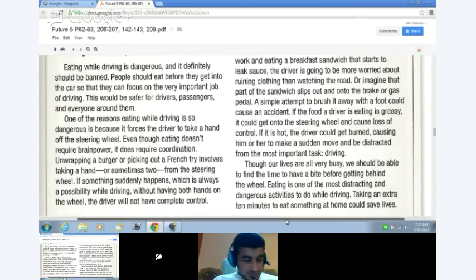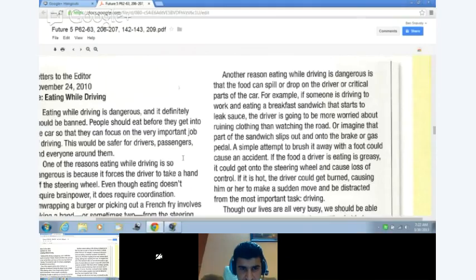Imad, can you read the next paragraph, please? Another reason eating while driving is dangerous is that the food can spill or drop on the driver or critical parts of the car. For example, if someone is driving to work and eating a breakfast sandwich that starts to leak sauce. Is it sauce? Yes, sauce. The driver is going to be more worried about ruining clothing than watching the road.